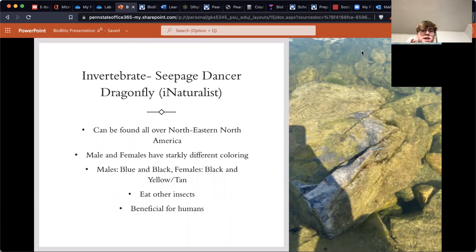A distinct feature about these dragonflies is that the males and females have starkly different colors. The males tend to be blue and black striped, while the females tend to be black and yellow and tan striped. They tend to feed on other insects, and they're beneficial for humans because they eat nuisance insects like flies and gnats and sometimes mosquitoes.